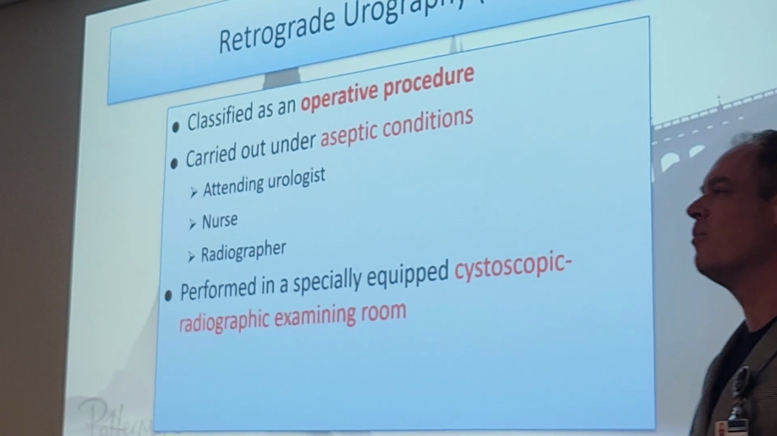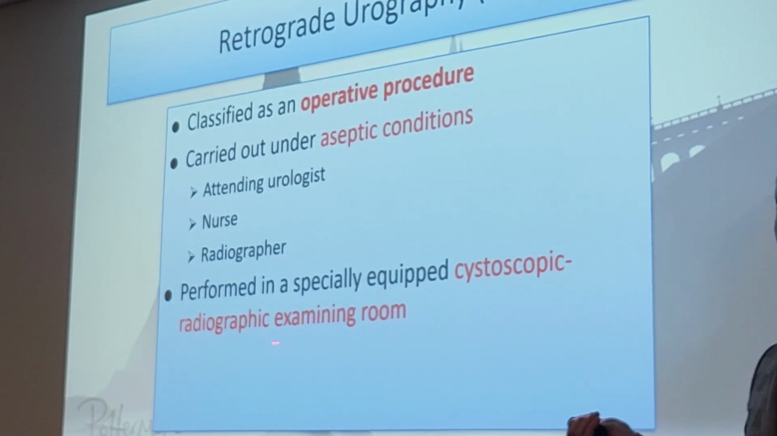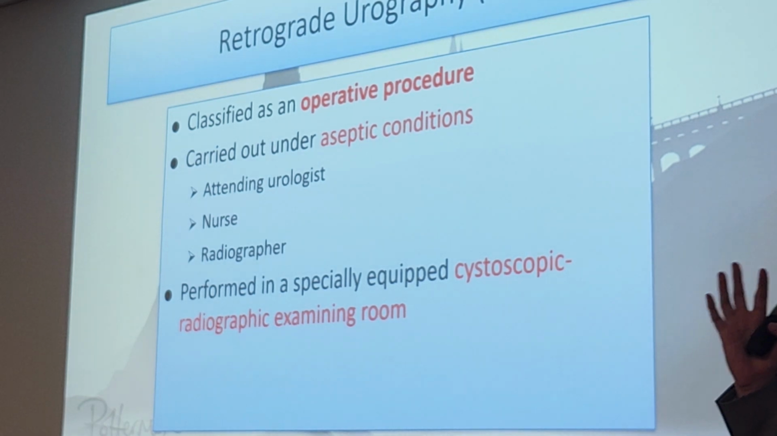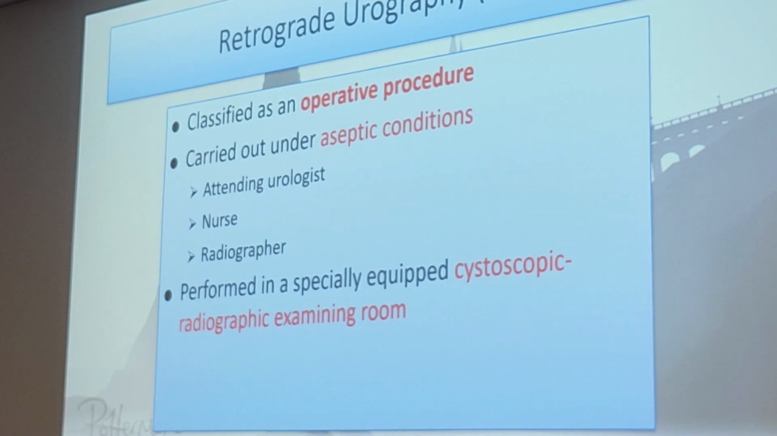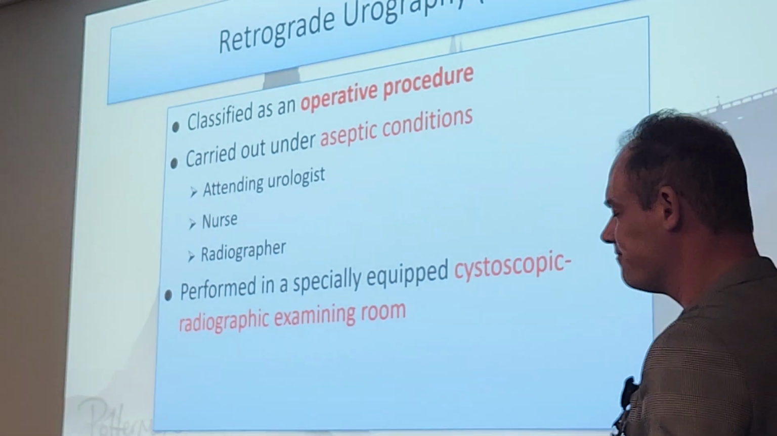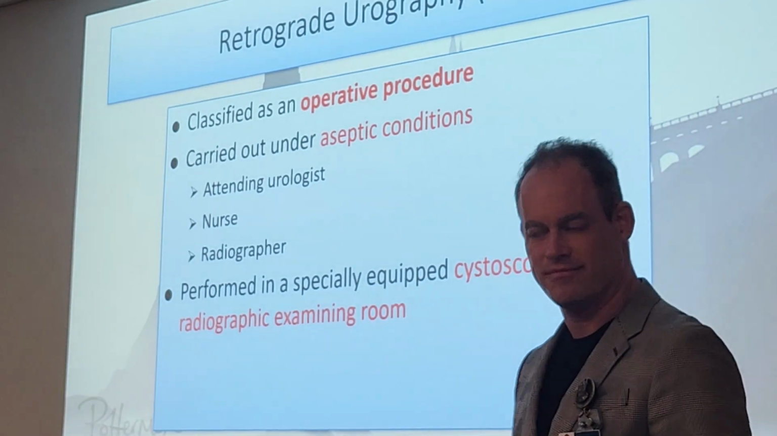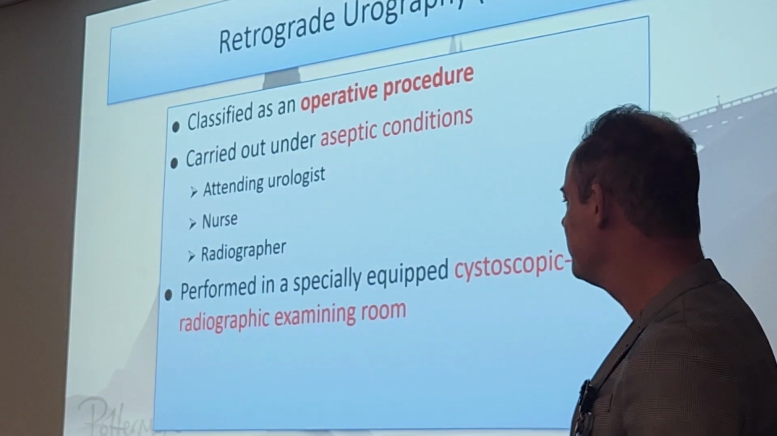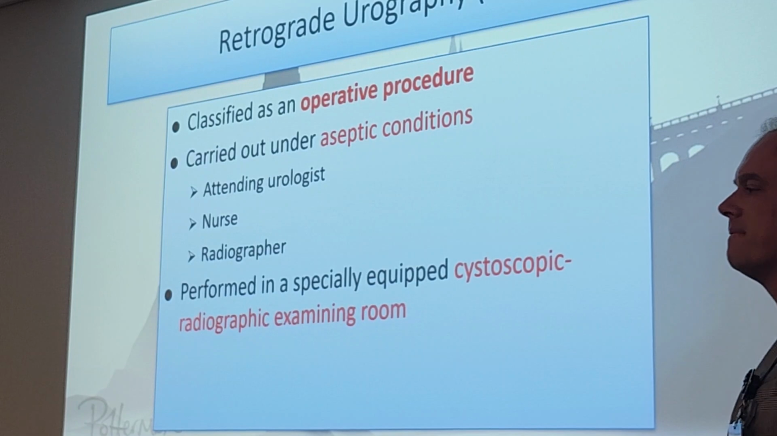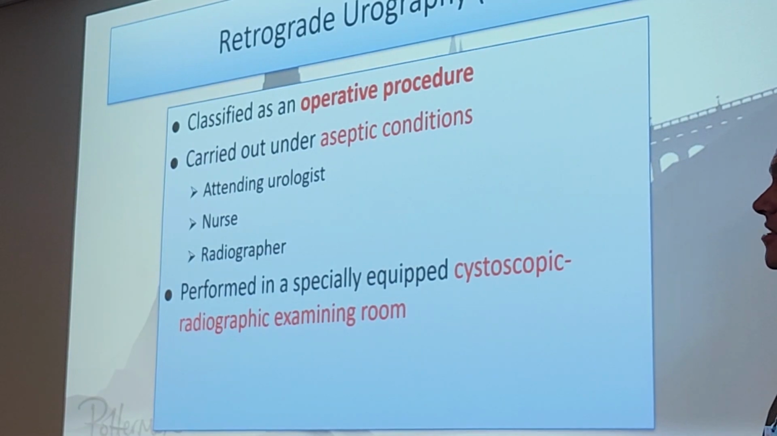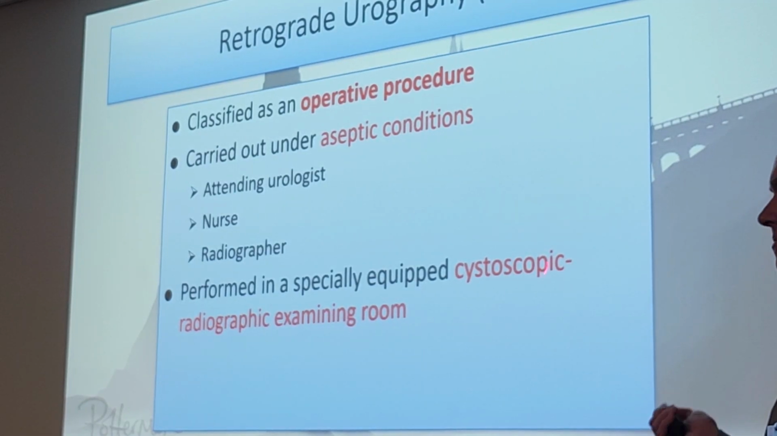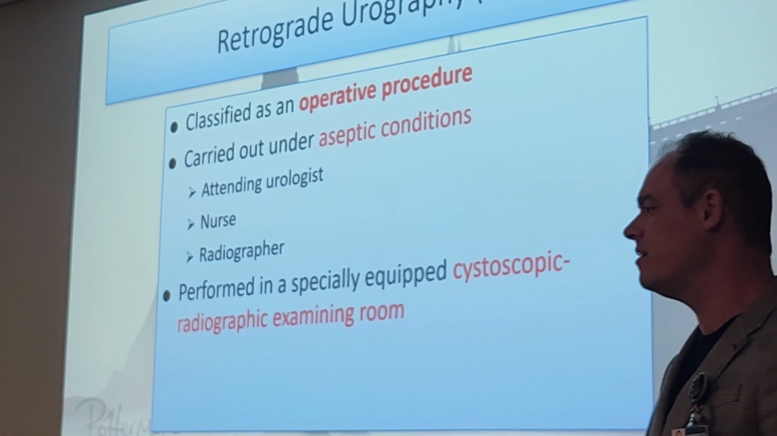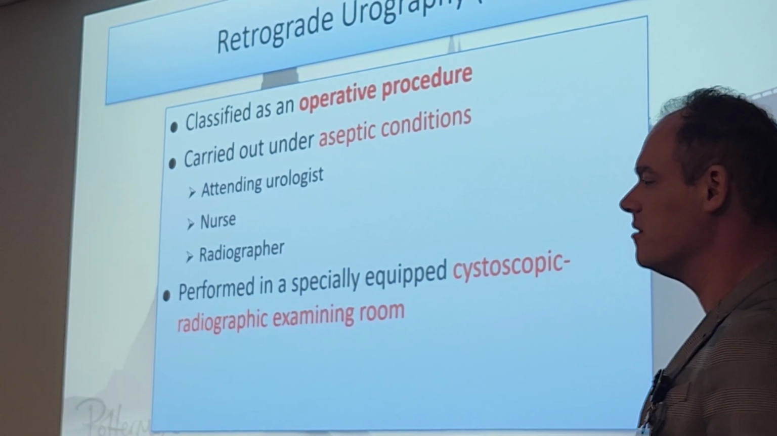And we're going to perform it in what's called a cystoscopic radiographic exam room. There are specified rooms in surgery that are supposed to perform these exams. You just didn't teach some of those people, that's the problem. Why do they have certain rooms? Because it's quite the advanced setup. There's specialized equipment for setting that patient up for these exams.